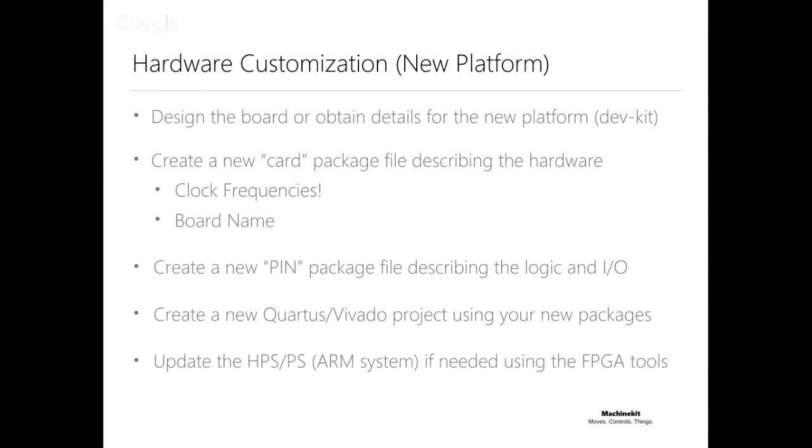And you may or may not, the easiest way to do that is to basically copy one of the existing designs and change the pinout and things if needed. And you may or may not need to update the HPS, that's the hard processor system if you're Altera, or the PS, which is processor system if you're Zynq, using the particular FPGA tool chain.